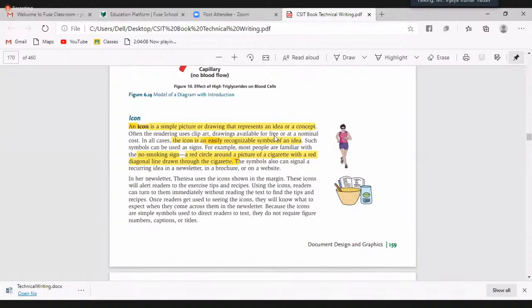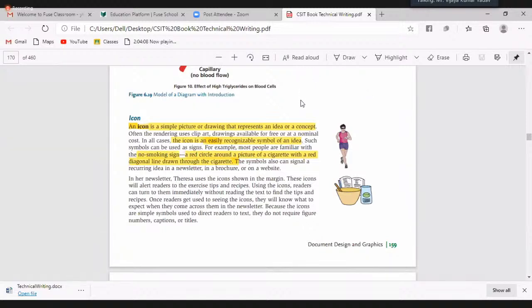Okay. So here the icon is an easily recognizable symbol of an idea, isn't it? So icon is a symbol for an idea. For example, a simple example, all of you have seen the no smoking sign. In the no smoking sign, what do you find?